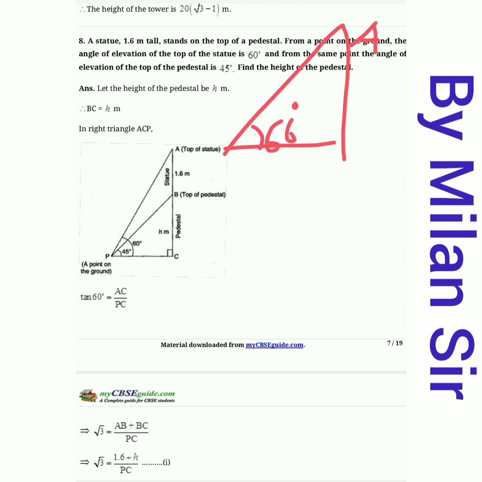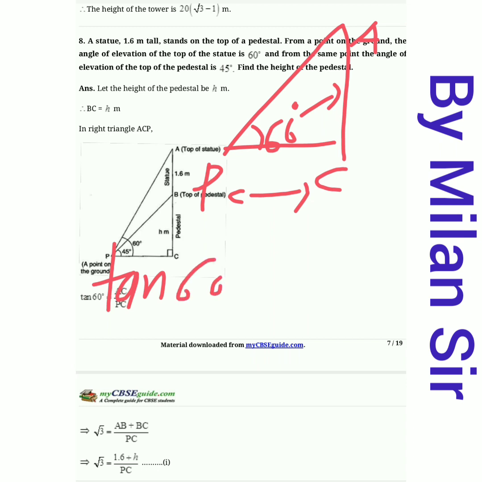from the first triangle, our first triangle is APC, right? AC is 1.6 plus H. Again AC is the opposite side and we need to find the relation with PC, its adjacent side. So we use here tan 60, because here we need to find the relation between the opposite side and adjacent side, that's why we use tan. So tan 60 equals opposite side AC upon adjacent side PC. Now the value of tan 60 is root 3.